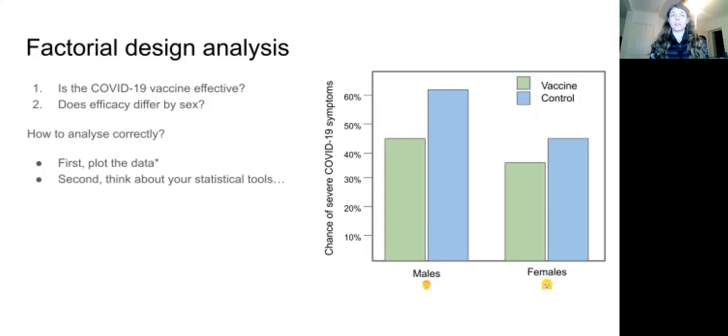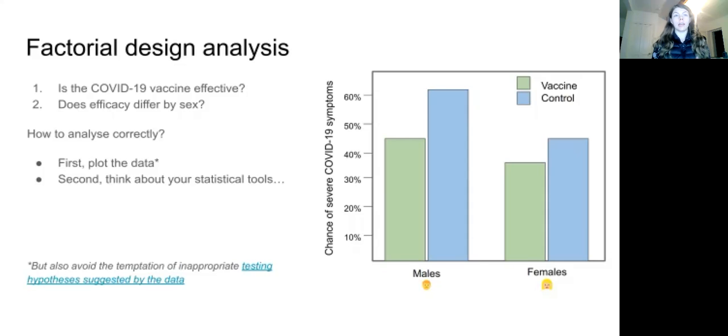The second step now is to think about your statistical tools, and indeed getting a sense of the structure of the data can help you figure out what type of statistics to employ. However, it's very important to be wary about testing any hypotheses suggested to you by looking at the values of the numbers themselves, as this can lead to incorrect inference, and there's more about this if you're interested at the link on the slide.